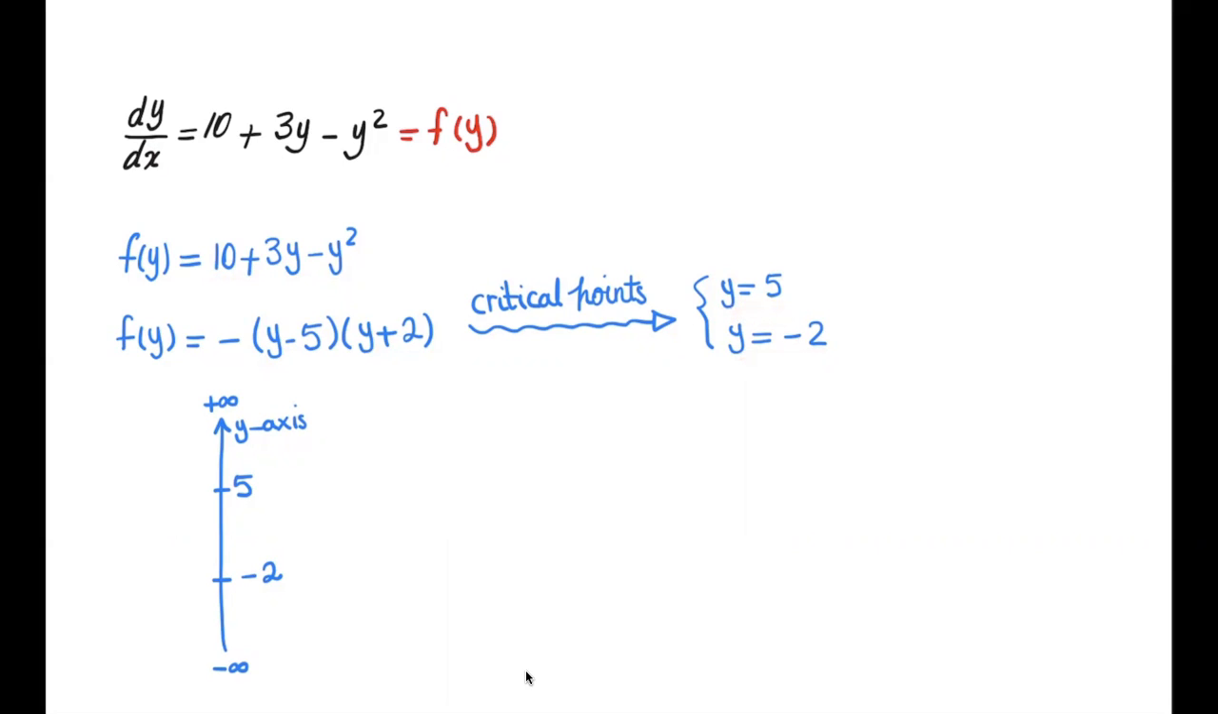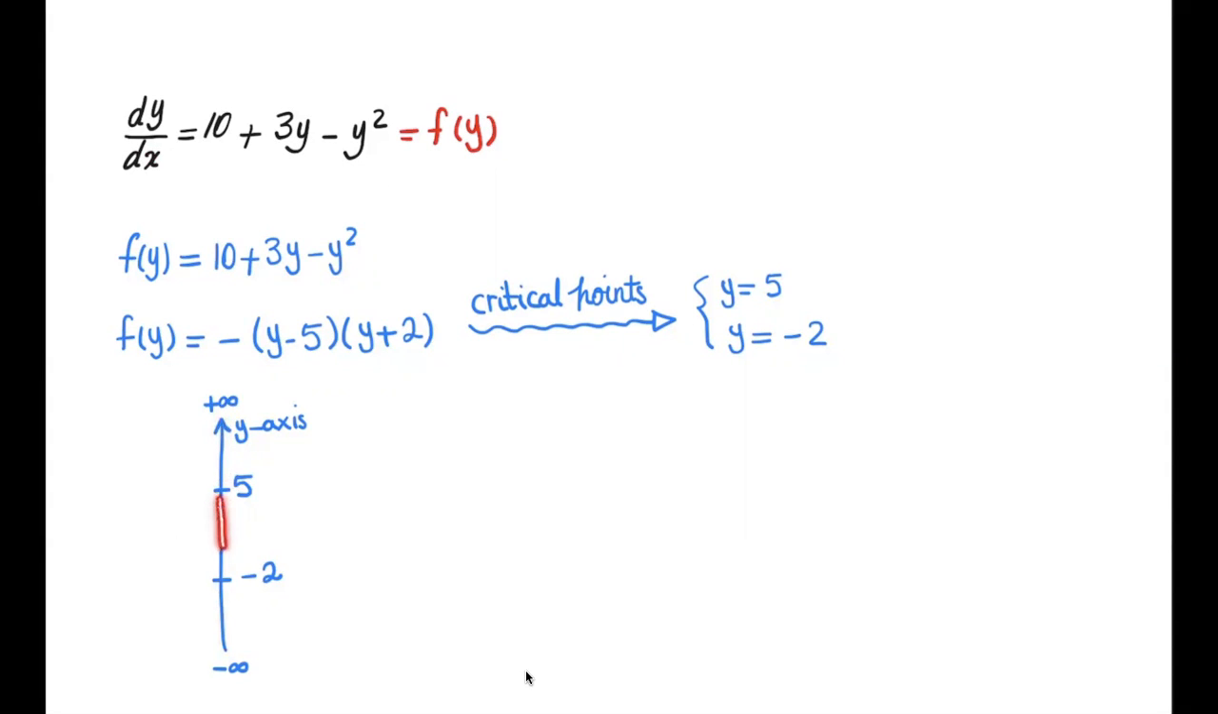And here to draw the phase portrait, this will be the y-axis that we have, and we will have the critical points on this axis, minus 2 and 5. And in order to find if these points are an attractor or a repeller, we need to find in these three regions whether f of y increases or decreases.